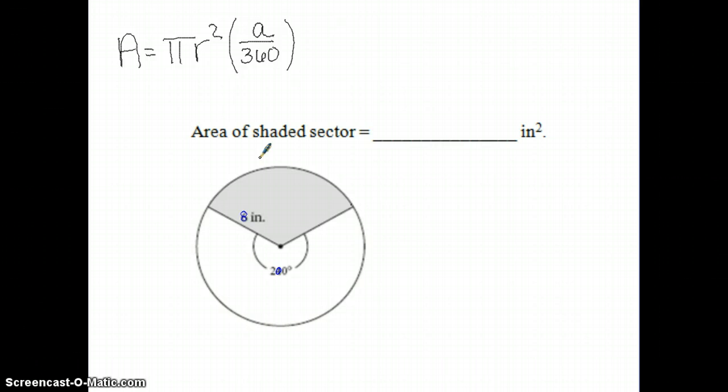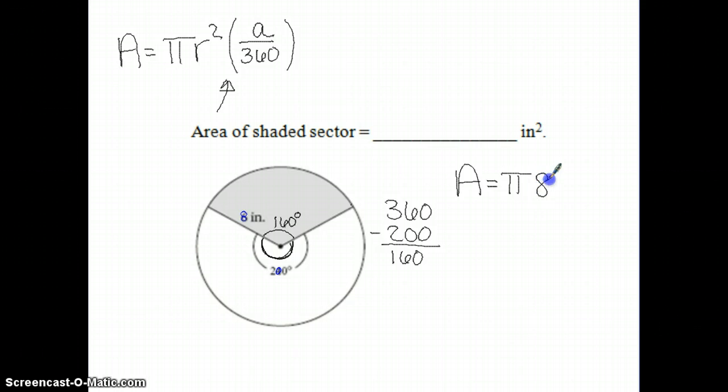So for this example, the first thing we need to do is identify the angle of the shaded region. We know the angle of the non-shaded region is 200 degrees. So if I know there are 360 degrees total, and I know there are 200 in the non-shaded region, that leaves 160 degrees for the shaded region. I also know that the radius is 8 inches long. So now I'm just going to plug it into my formula. So area equals pi 8 squared times 160 divided by 360.